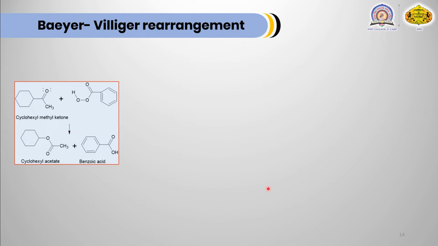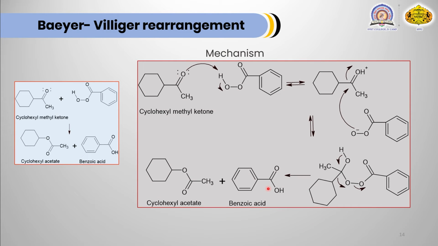Now this is another example. In this example, cyclohexyl methyl ketone is the starting compound. It reacts with perbenzoic acid. Baeyer-Villiger rearrangement reaction takes place, and as usual the conjugate base of this perbenzoic acid attacks this electrophilic center.